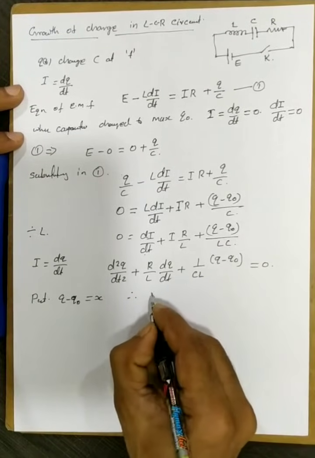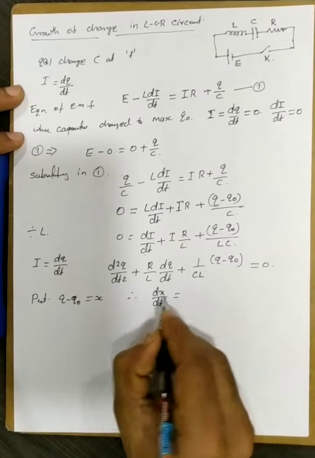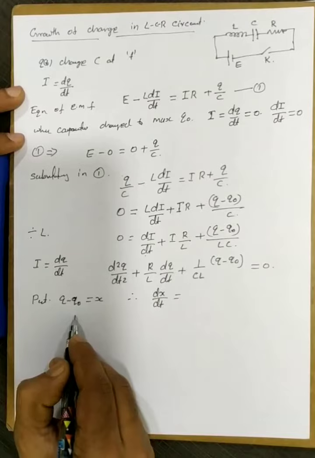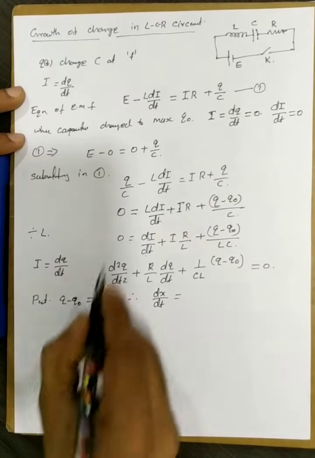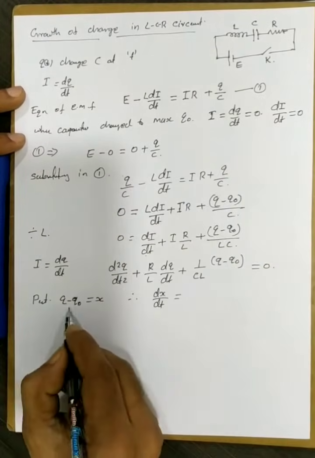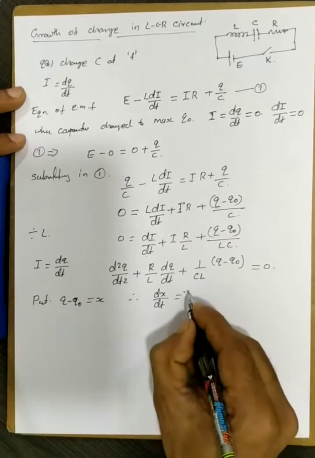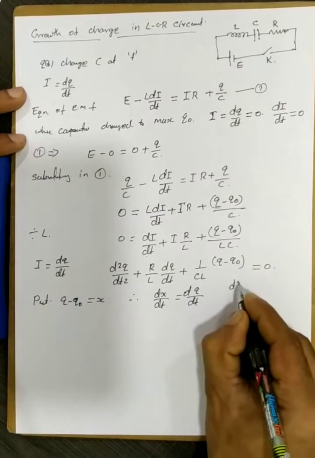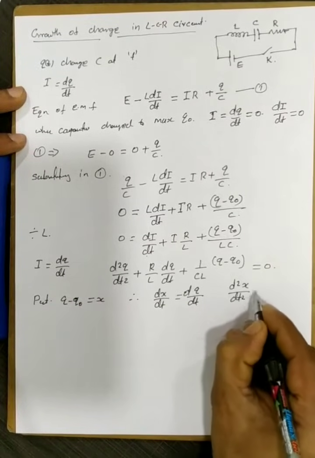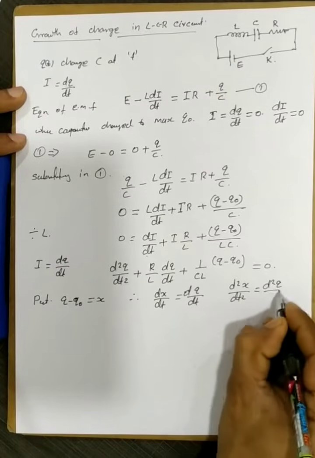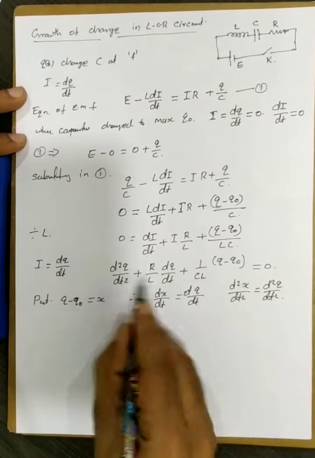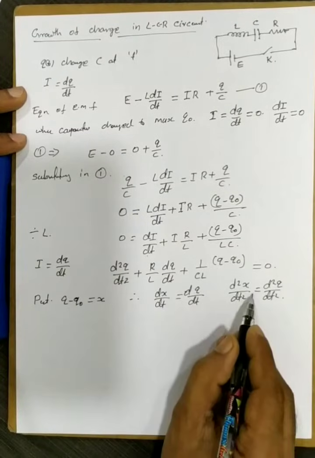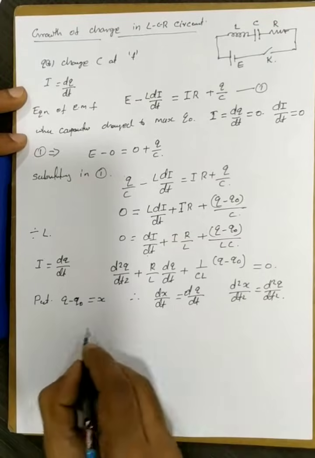Therefore I get dx by dt. If X is Q minus Q0, dx by dt is dq by dt minus dq0 by dt. But what is Q0? Q0 is the maximum charge on the capacitor. It's a constant, so its derivative is 0. So we get dx by dt is simply dq by dt, and the second derivative d square x by dt square is d square q by dt square. I am changing the equation to the new variable, the variable x. So here d square q by dt square is d square x by dt square.